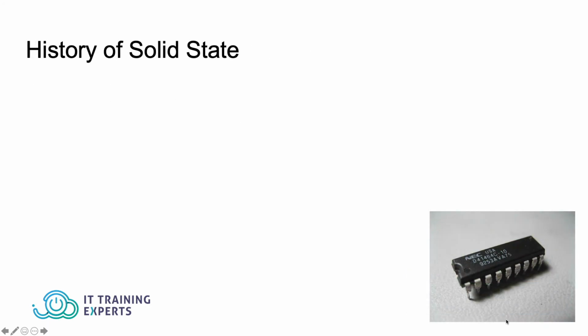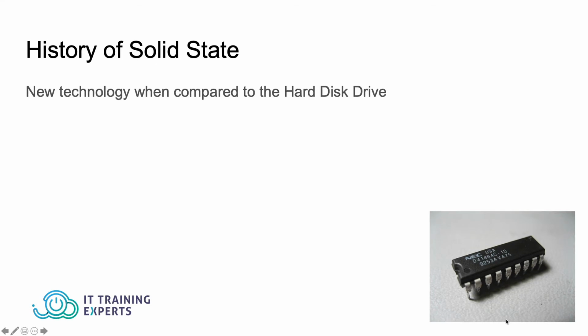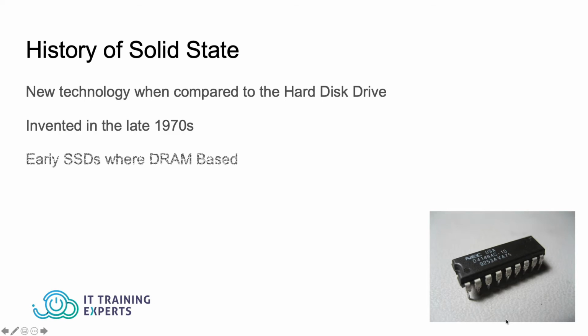So now let's look at the history of solid state. Solid state is a newer technology when compared to the hard disk drive. But solid-state drives are not as new as you may think. We talked about hard disk drives being about 60 years old. Well, solid-state was invented in the late 1970s, so that makes it about 40 years old.